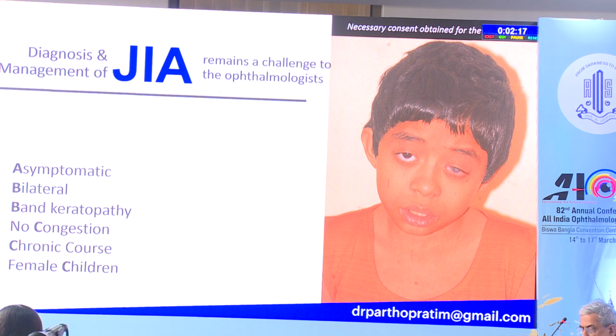So what are the features of JIA? The ABC, I tell that. The A: it is often asymptomatic, white eye uveitis. It can be bilateral, often presents with band-shaped keratopathy, and runs a chronic course.